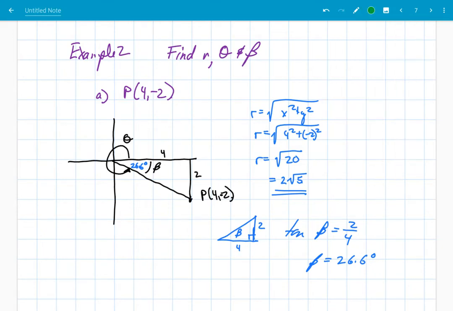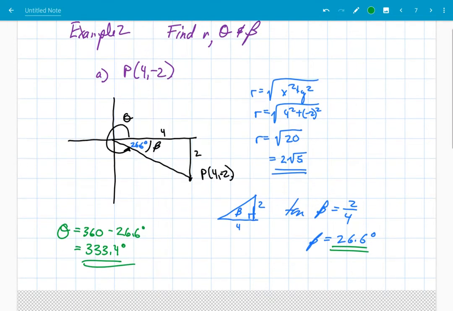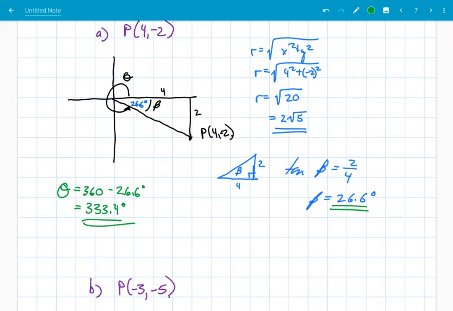Now the only thing left to get is theta. Well, it's a simple calculation. I'm not quite 360 degrees around. I am 26.6 degrees short of going all the way around. So that's 333.4 degrees. And that's the last thing I was supposed to get. So sketch, find r, find beta, and then theta. Get that down, go over it again, and then try the next one. Pause the video, start when you're ready to take it up.